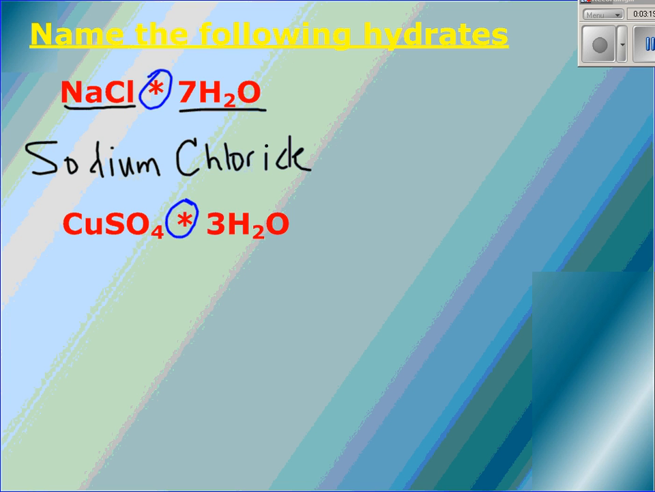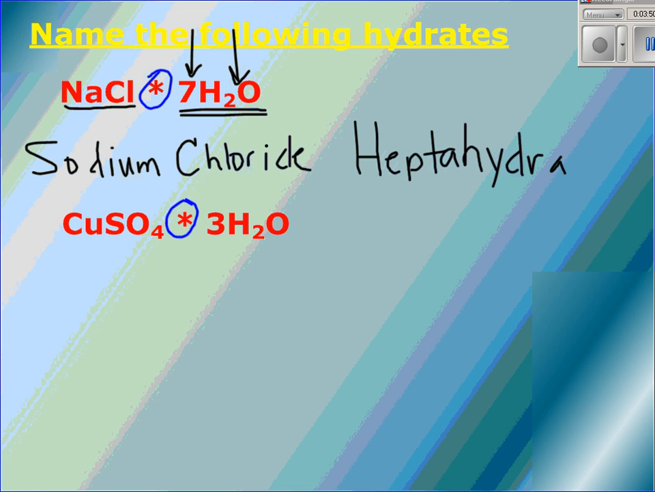Okay, sodium chloride has been named. Now we need to name the water part, the 7H2O. We need to indicate somewhere in the name that we have 7 waters. This is where Greek prefixes come into play. Do you remember the Greek prefix that indicates the number 7? The answer is hepta. Be sure to remember all the Greek prefixes. Hepta means 7. To name the water part, we simply call that hydrate, and we add that onto our Greek prefix. Therefore, the full name for this compound is sodium chloride heptahydrate.